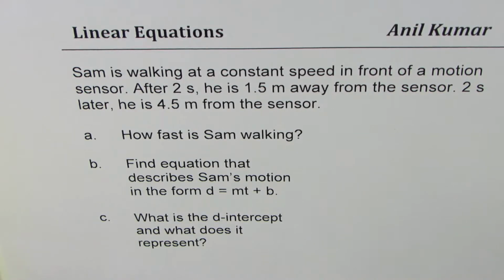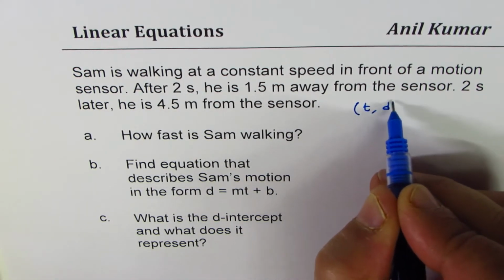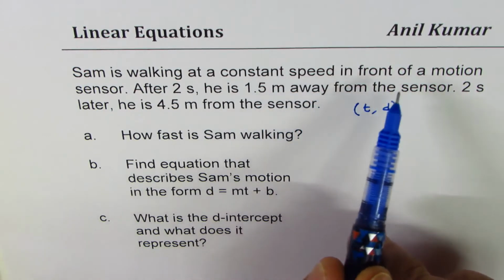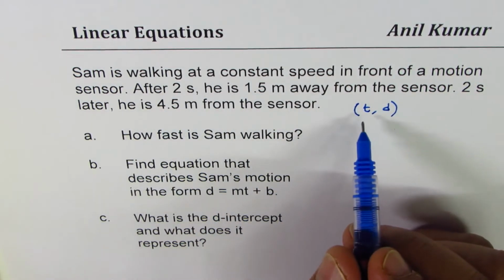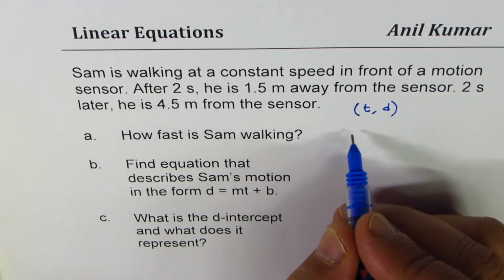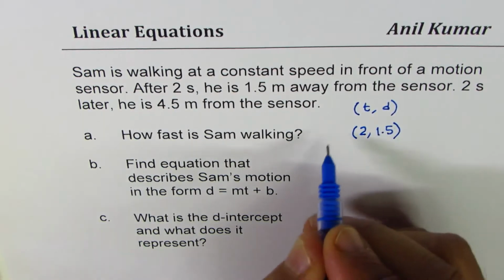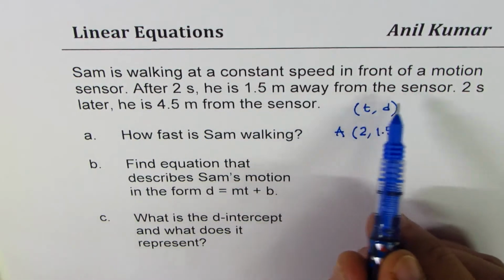Now when you read through this question, you will understand that we have already given you the variables. The independent variable here is time and the dependent is distance, right? So any coordinate point which we look into will be in the form of time and distance, correct? Now if I read this again, Sam is walking at a constant speed in front of a motion sensor. After 2 seconds, he is 1.5 meters away. So 2 is time and 1.5 meters is distance, right? So I get one coordinate point, which is 2 and the distance is 1.5. Let us call this point A. So after 2 seconds he is 1.5 meters away from the sensor.